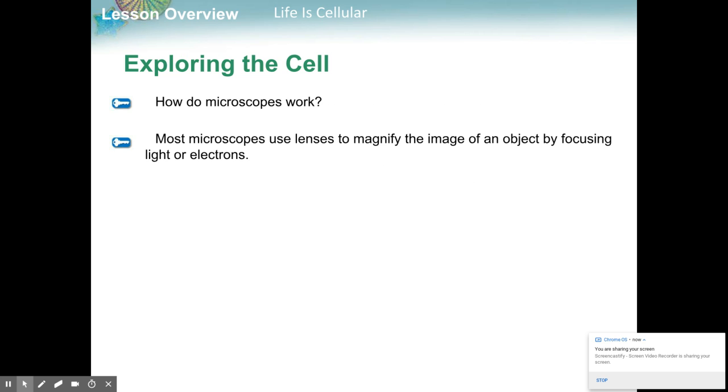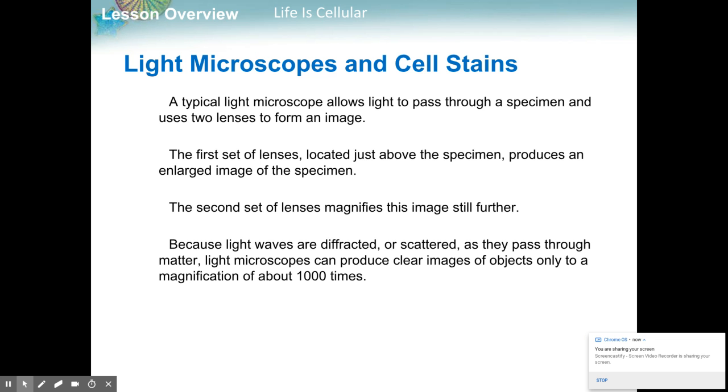So how do microscopes work? Most microscopes use lenses to magnify the image of an object by focusing light or electrons. We are going to get in the lab, and we're going to use microscopes to look at some cell samples, hopefully in the next couple of weeks. A typical light microscope allows light to pass through a specimen and uses 2 lenses to form an image. You have what's called the eyepiece, and then you have the objective lens. Light waves are diffracted. This means they're scattered as they pass through. So light microscopes can produce clear images only to about 1,000 times.